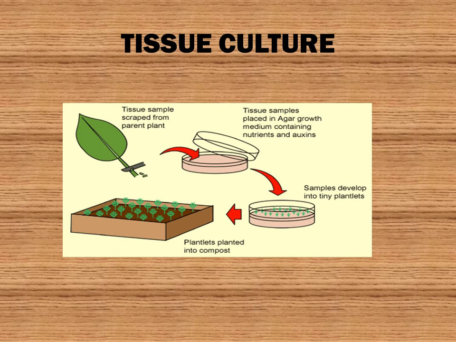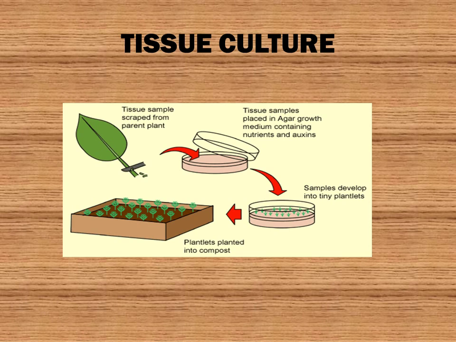And further, the samples are developed under aseptic conditions, like LAF, laminar airflow, is used in this process, so that contamination does not take place and the explant has a healthy growth. It is done with the help of LAF and aseptic conditions, or between two burners, and the explant is processed into the nutrient medium, and then the samples develop into tiny plantlets and start growing.